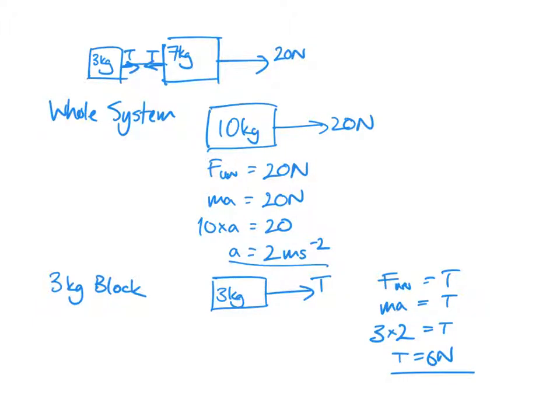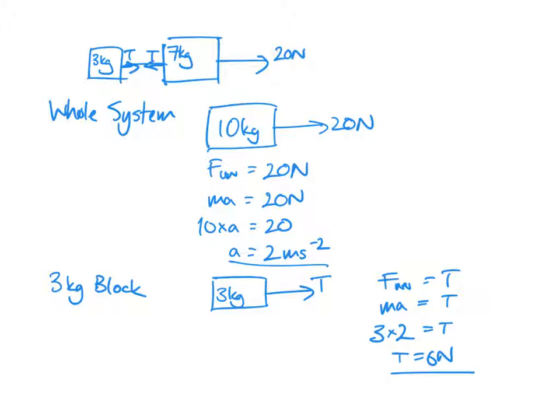Now I could have got the same answer if I'd considered the 7 kilogram block, but it's a wee bit more complicated because it's got both the 20 newton force and the tension pulling it back. So it's always easier when you've got objects pulling one another to consider the one being pulled. It's usually got fewer forces acting on it.